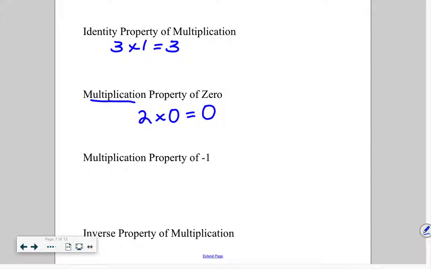Multiplication property of -1. If I take a number like 6 times a -1, what kind of an answer are you going to get? -6. It turns it to its opposite sign. So on the contrary, what if I had a -8 times a -1? What's the result going to be? Positive 8. So whatever you're multiplying times a -1, it turns it to its opposite sign.